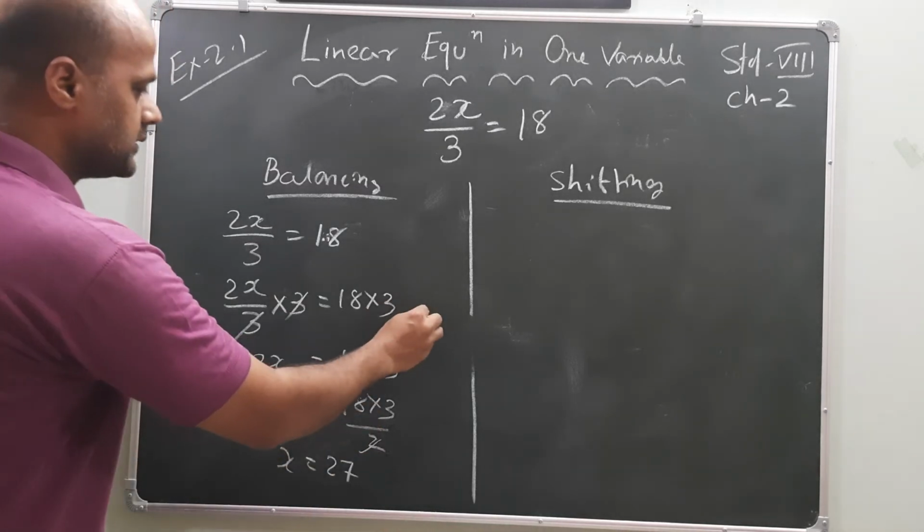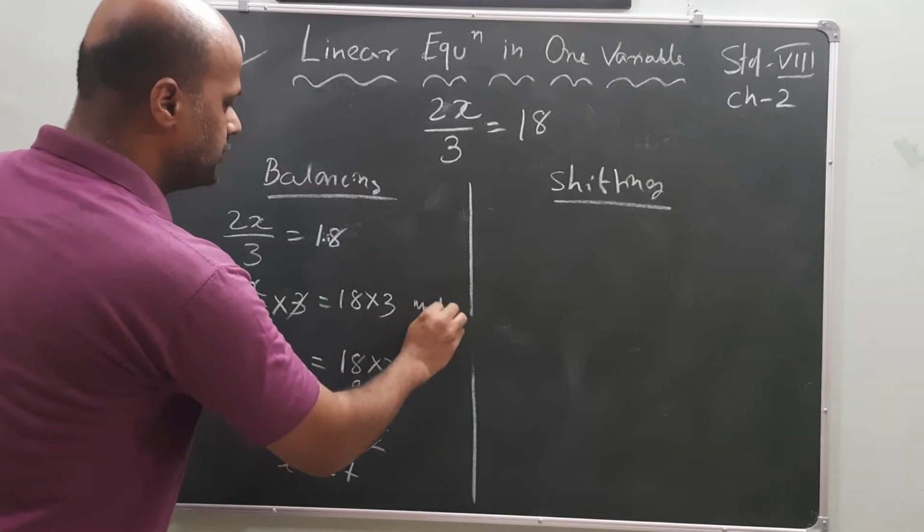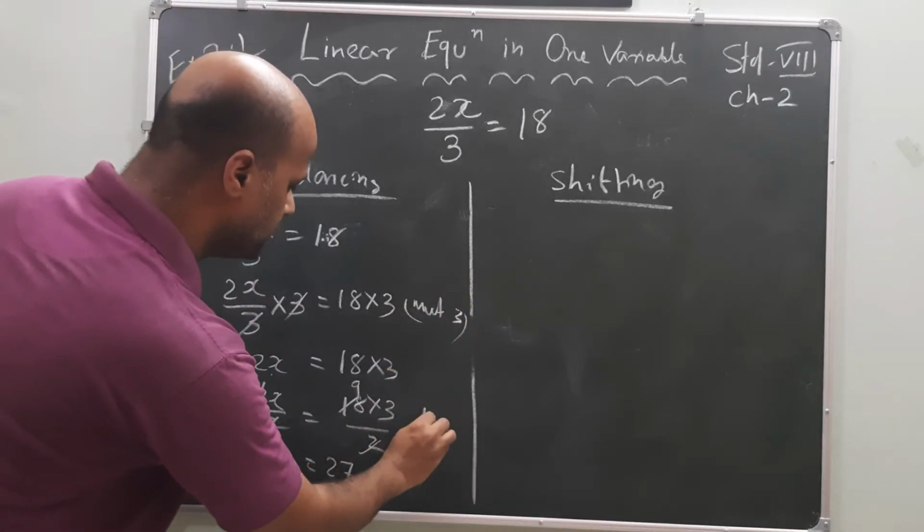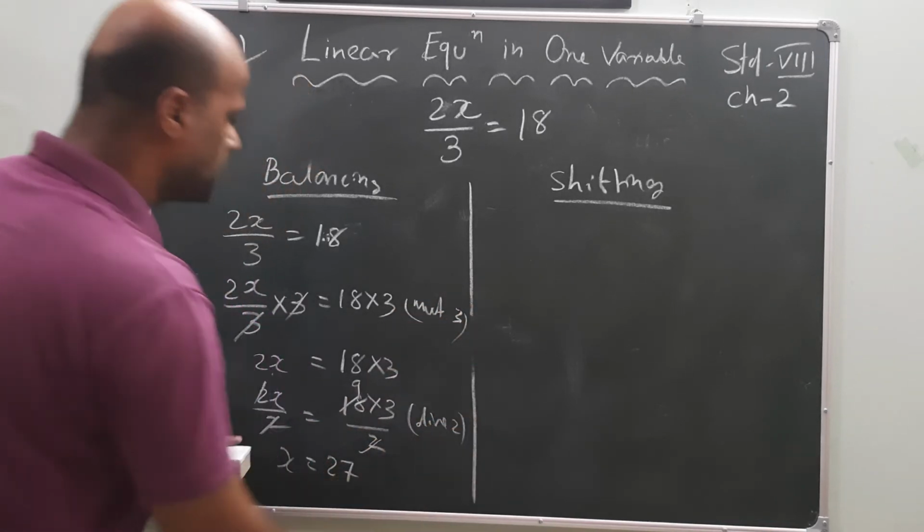This is the balancing process. You have to write here: multiply by 3, here divide by 2. In the balancing method you have to write this one.